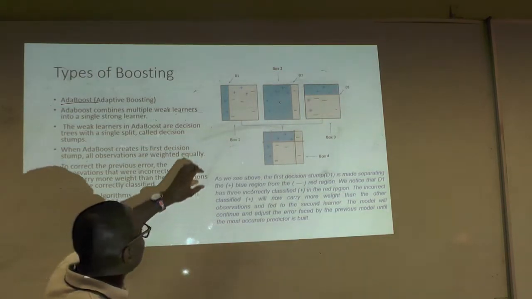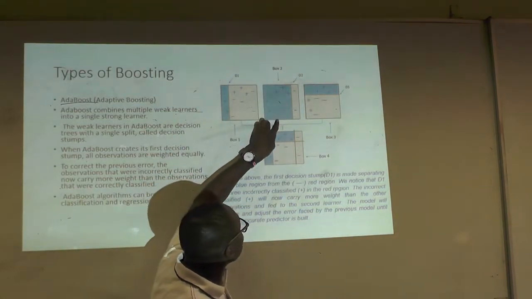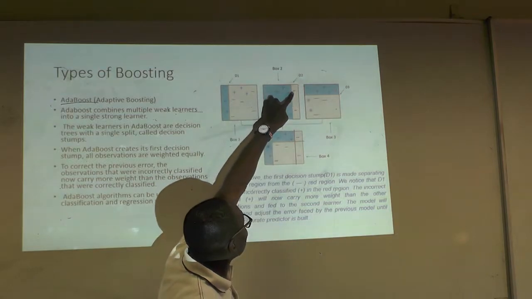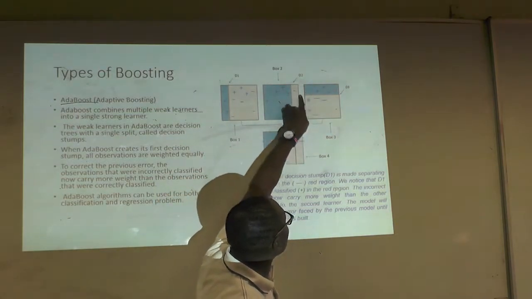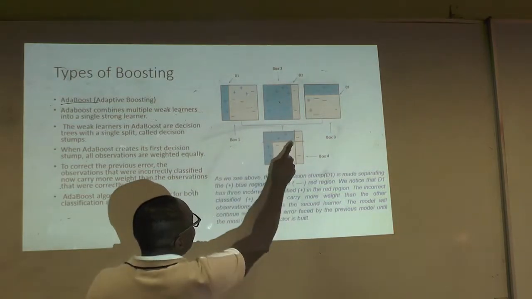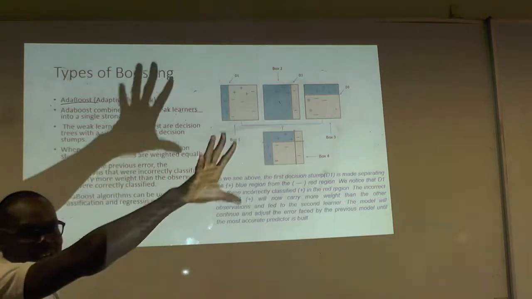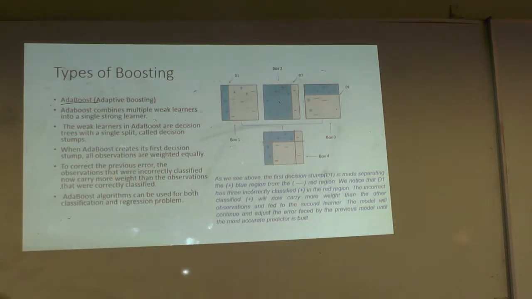Now, if you look at this, this is the first learner, then you move and make it a single learner. Then in the third stage, it was able to partition it. Now the last stage, which is boost 4, you can see it was able to perfectly classify them completely. It takes them from weak and begins to improve.